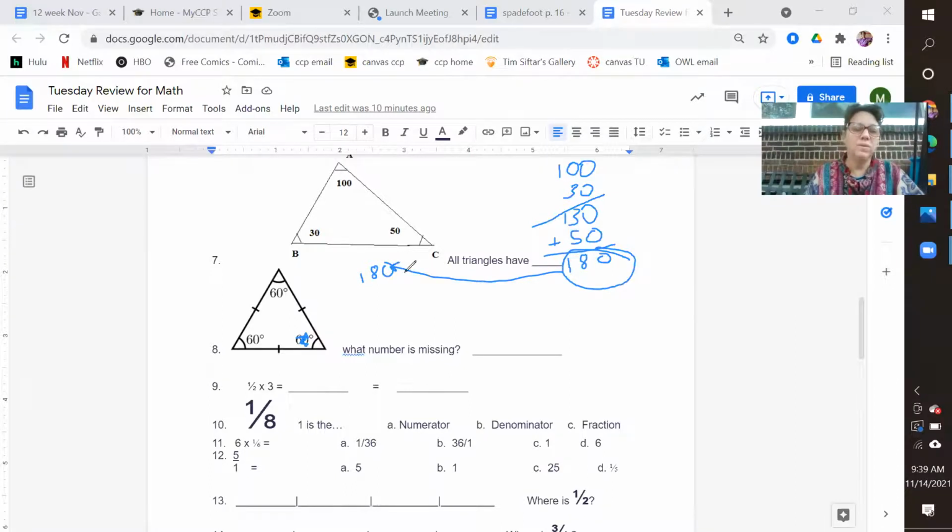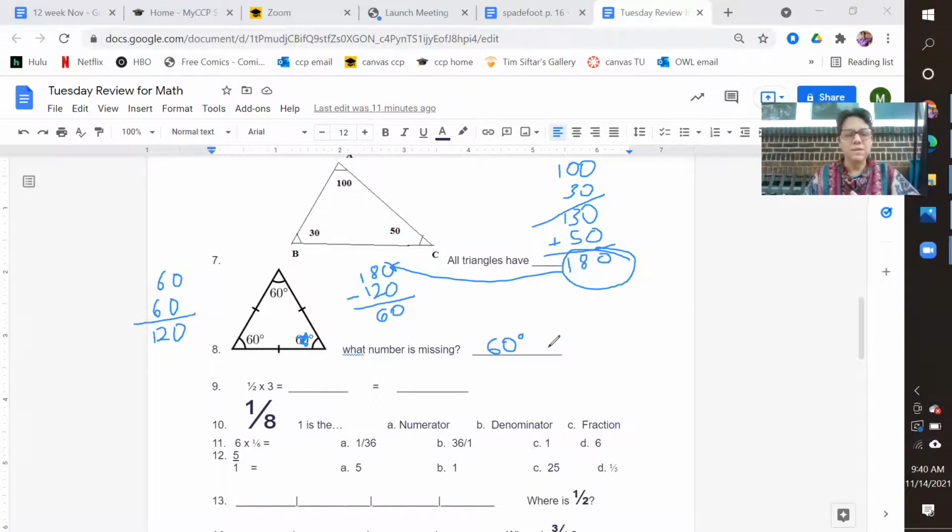It's always 180. So what's 60 plus 60? 60 plus 60, or 60 times 2, is going to be 120. So 120. Should I have plus or minus here? Minus. And so the answer is 60. And so that's the number that is missing. And you see it has a little degrees, 60 degrees. When we're talking about triangles, we say degrees. So we'll look at this.